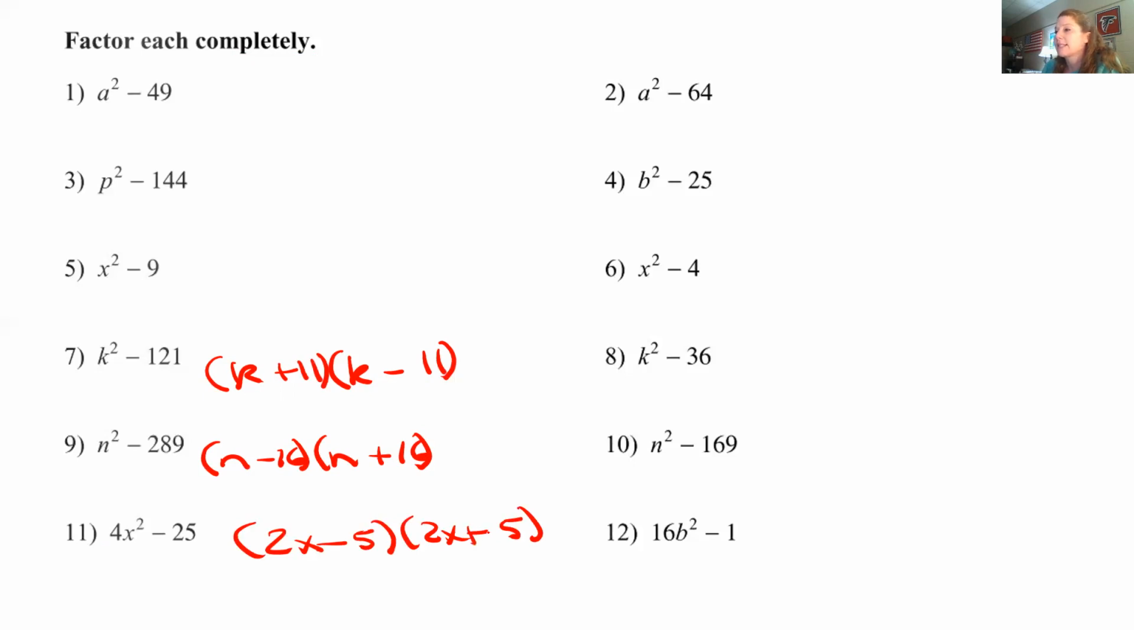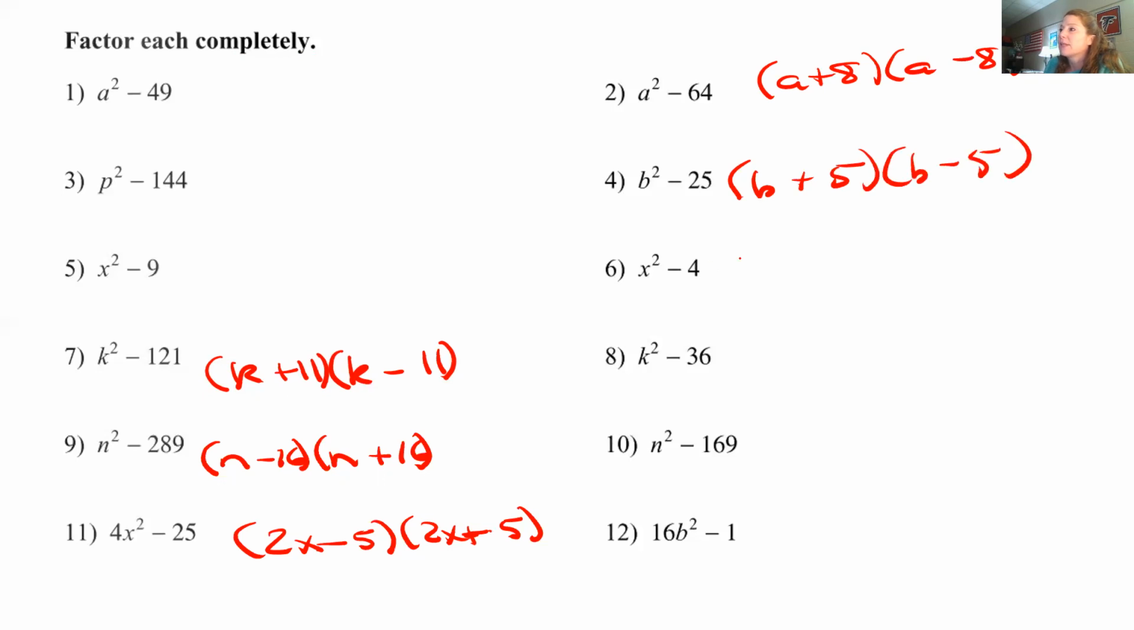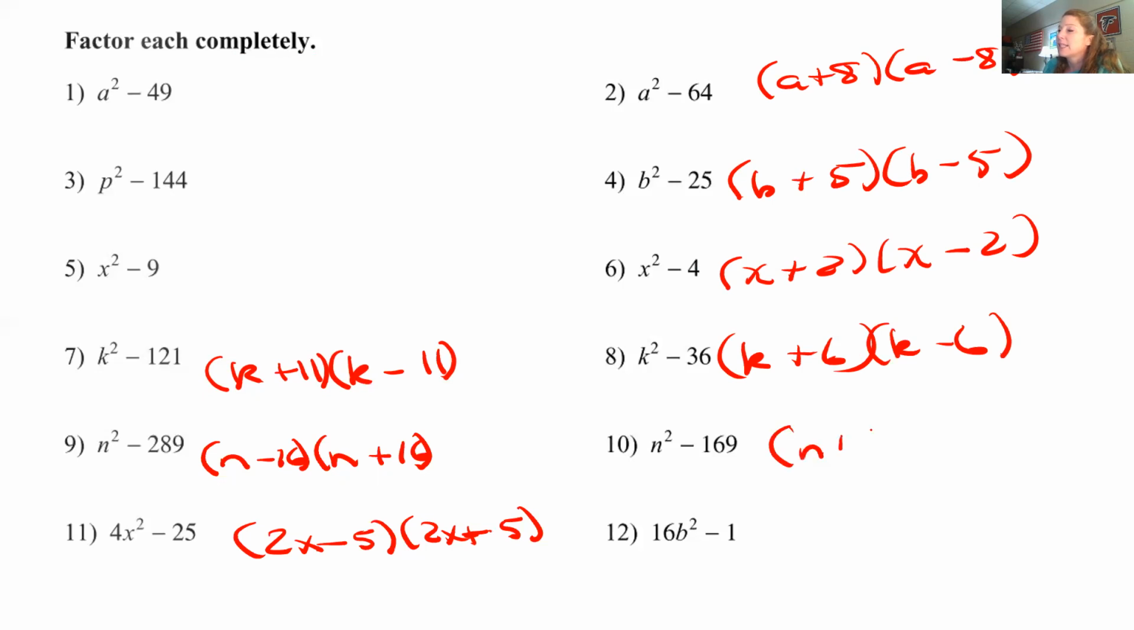One's a plus, one's a minus. This one is a plus 8 and a minus 8. This one is b plus 5 and b minus 5. This one is x plus 2 and x minus 2. This one is k plus 6 and k minus 6. This one is n plus 13 and n minus 13. And this one is 4b plus 1, because 1's a perfect square, right? And 4b minus 1.